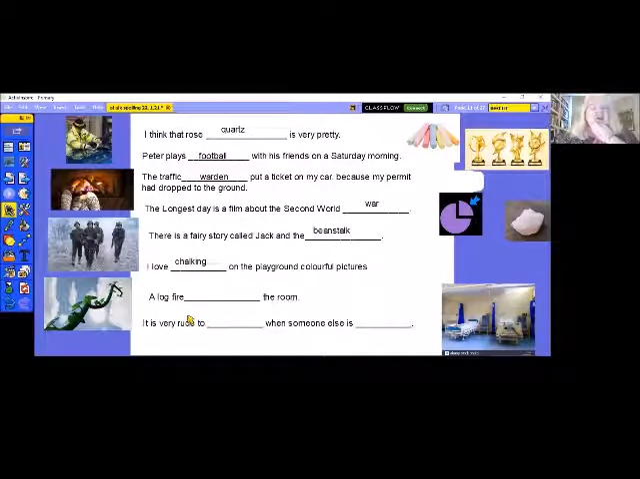A log fire, something the room. What could that be? Well, there we go. It's warms. There we are. Warms. It is very rude to something when someone else is something. What could that be? Well, it's very rude to talk when someone else is talking. Can you spell talk and talking for me? Either jot it down or say it out loud. Talk, yes. And talking, brilliant. Well done. So we've got spelling in context and spelling out of context now.